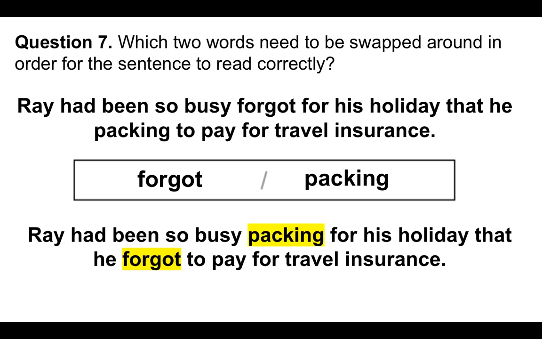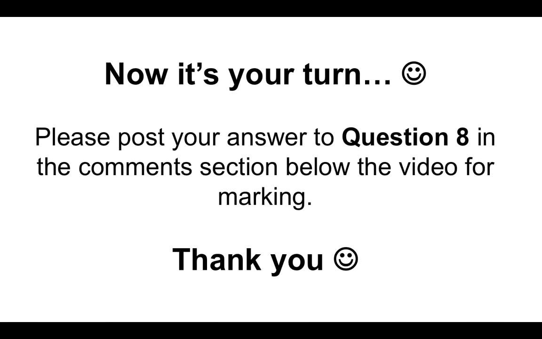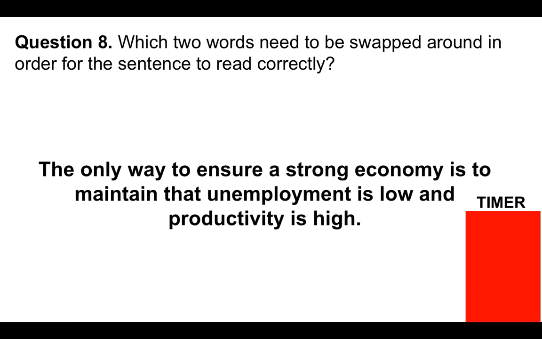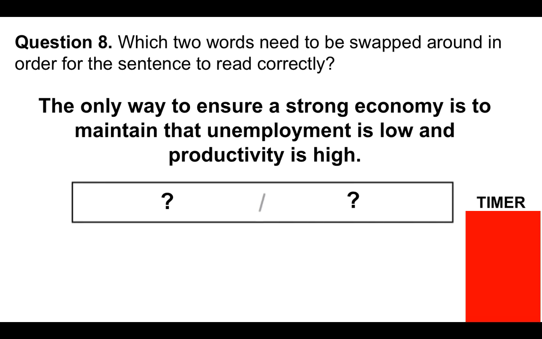Quite simple, but I want you to have a go to see whether you can get this next one correct. So please post your answer to question 8 in the comments section below the video for marking. Let's get straight to it. Question 8. Which 2 words need to be swapped around in order for the sentence to read correctly? The only way to ensure a strong economy is to maintain that unemployment is low and productivity is high. Okay, which 2 words need to be swapped around for the sentence to read correctly? You've got 12 seconds to post your answer in the comment section below for marking. Off you go.